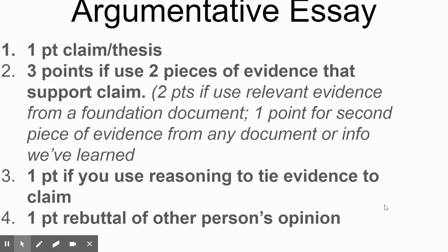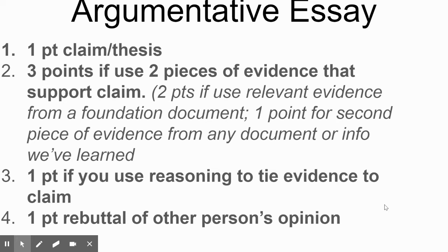The second part of the argumentative essay, that's half of all the points, 3 out of 6 points, come from using 2 pieces of relevant evidence that support your claim. And then you have to describe that evidence, obviously, accurately. So you get 2 points if you use relevant evidence from a foundational document. Essentially, they're giving you 1 point for using a foundational document that's relevant, and then a second point for describing it accurately. Then you get 1 point for a second piece of evidence, which could come from a document, or it could come from anything else that we've learned, literally. Okay, so that's the 4 points we're going to focus on today.